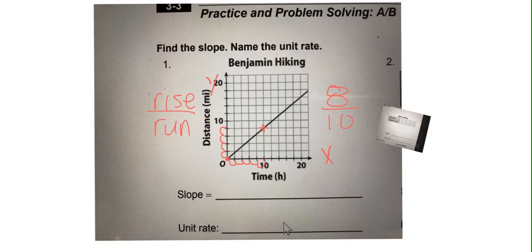I could choose to divide the 8 over 10 and make it 0.8, which is 8/10, just like it is in a fraction. I could also choose to reduce it and divide it down by 2 until I had 4/5. Now, I would write that into my equation of the graph as y equals 4/5 x. My unit rate is also 8/10, which means every hour he goes 8/10 of a mile.